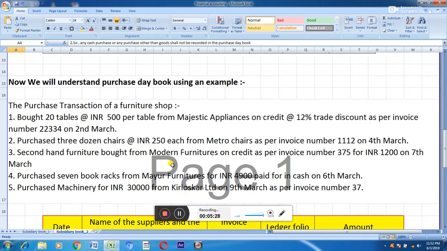So now we will see from the above transactions which should be posted in the purchase day book and which should not. The first one: we are buying tables at rupees 500 per table from Majestic Appliances on credit. It is a furniture shop, they are buying tables, obviously resellable, and they are buying on credit. That means this can be posted in the purchase day book.